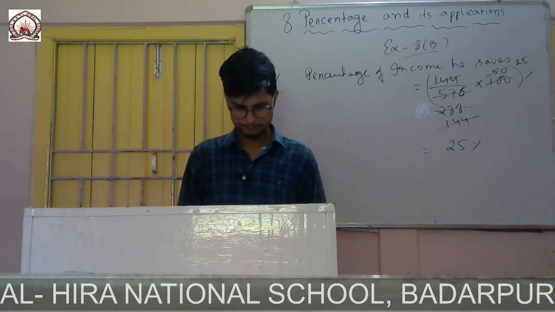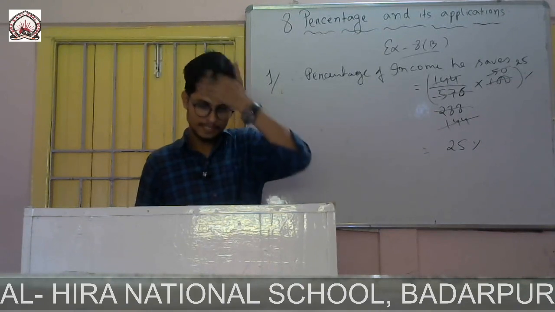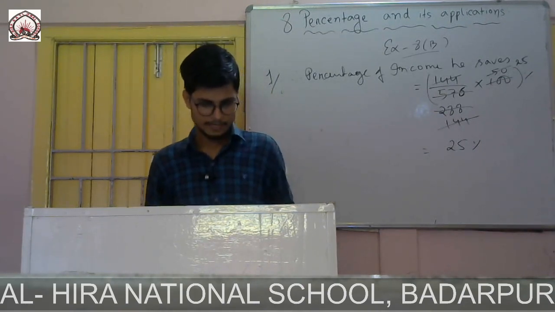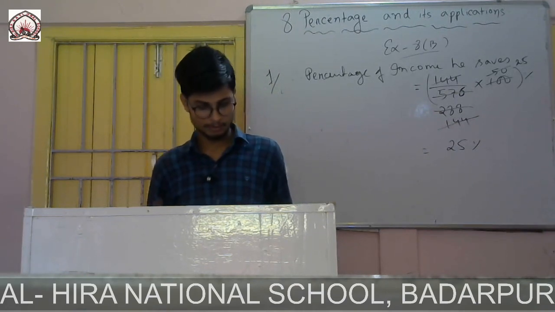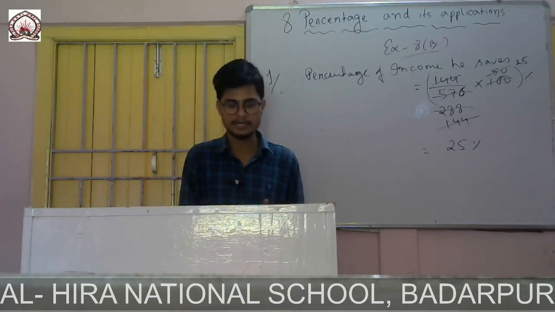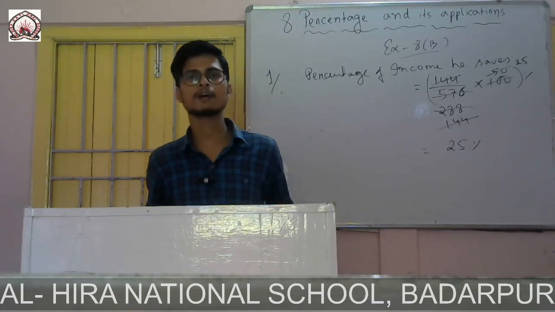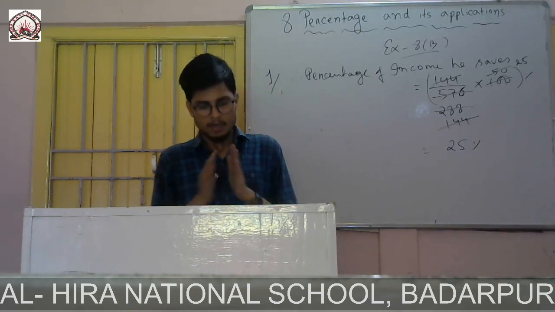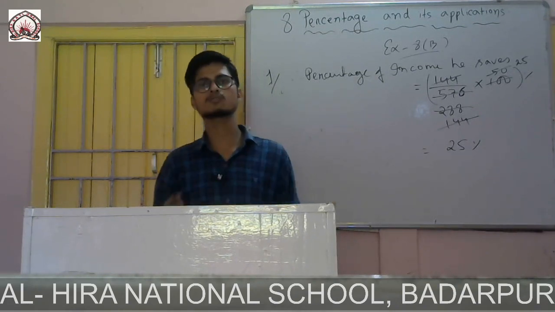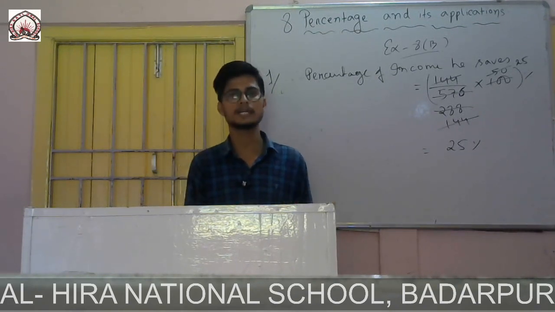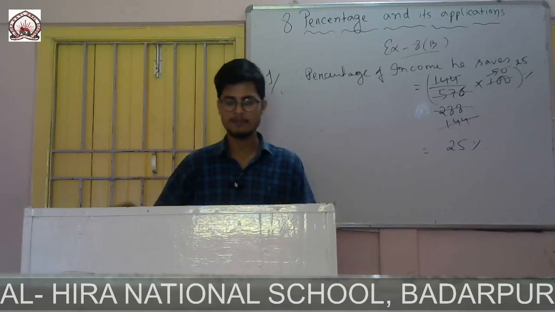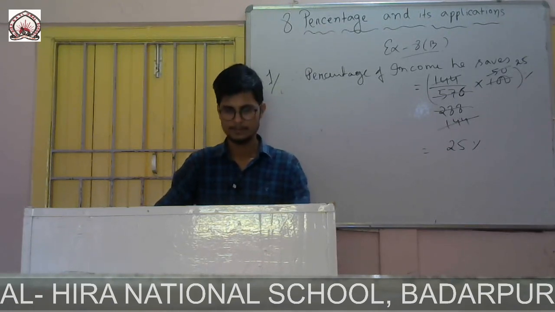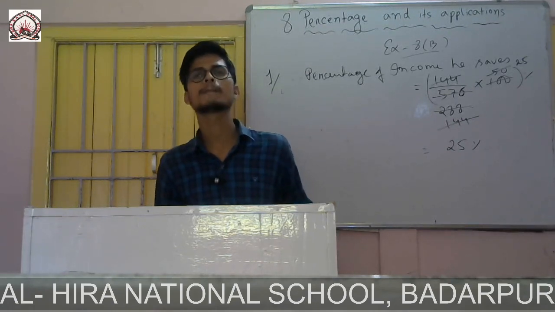Question number 2. If 70% of the total students in the school are boys, the number of girls is 540. That means the remaining 30% are girls, and the number of girls is given as 540. So find the number of boys in the school. The question is to find the number of boys.